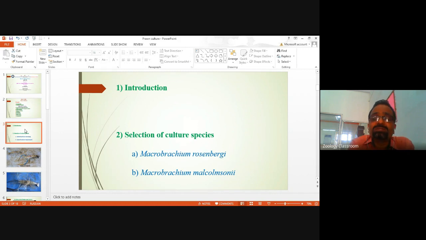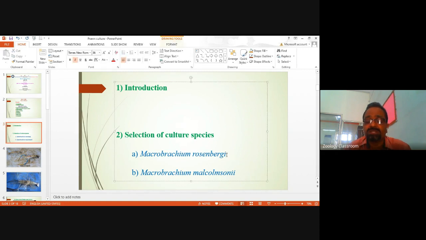Now, selection of the species. As far as freshwater prawn culture is concerned, these are the two main species which are preferred for shellfish farming or shellfish culture. One is Macrobrachium rosenbergii and another is Macrobrachium malcolmsonii, which we have studied in detail as a type study.